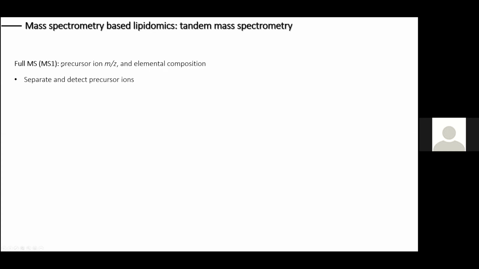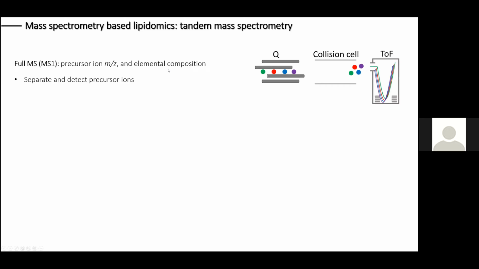Here, MS1 or full MS scan, where we look for the precursor mass to charge ratio, we can define elemental composition. And for instance, if we have a hybrid mass spectrometer, which consists of a quadrupole, collision cell, and time of flight, we can just let the quadrupole pass all ions through. The collision cell is not active, so we record all our precursor m/z in the time of flight.